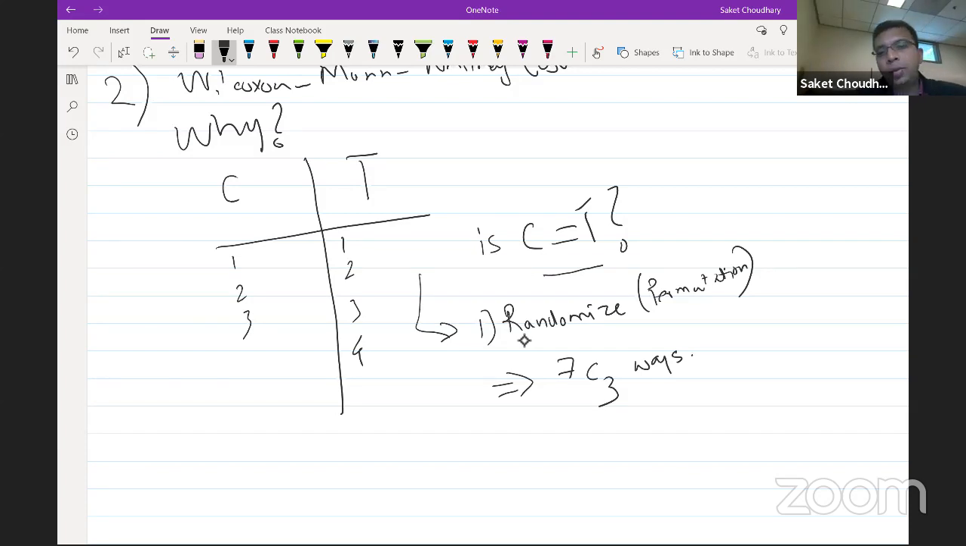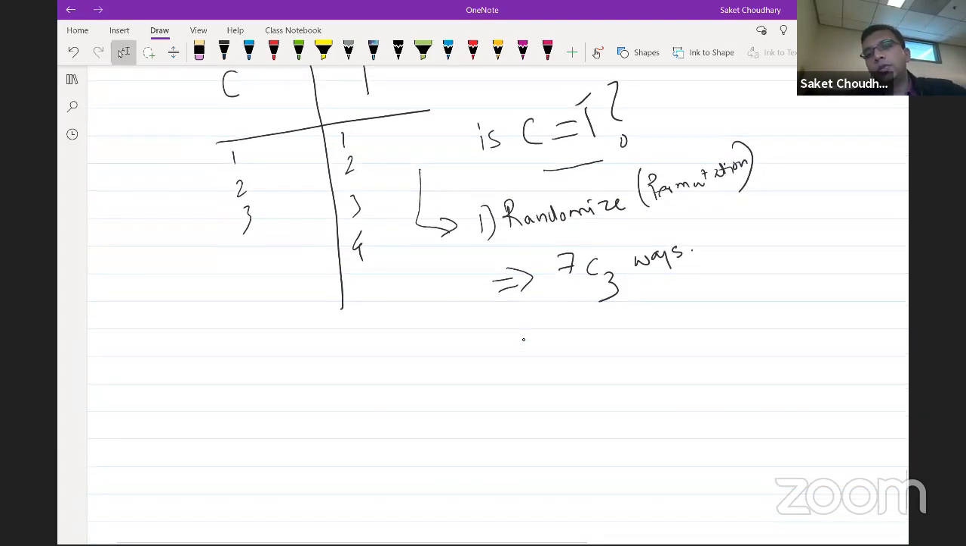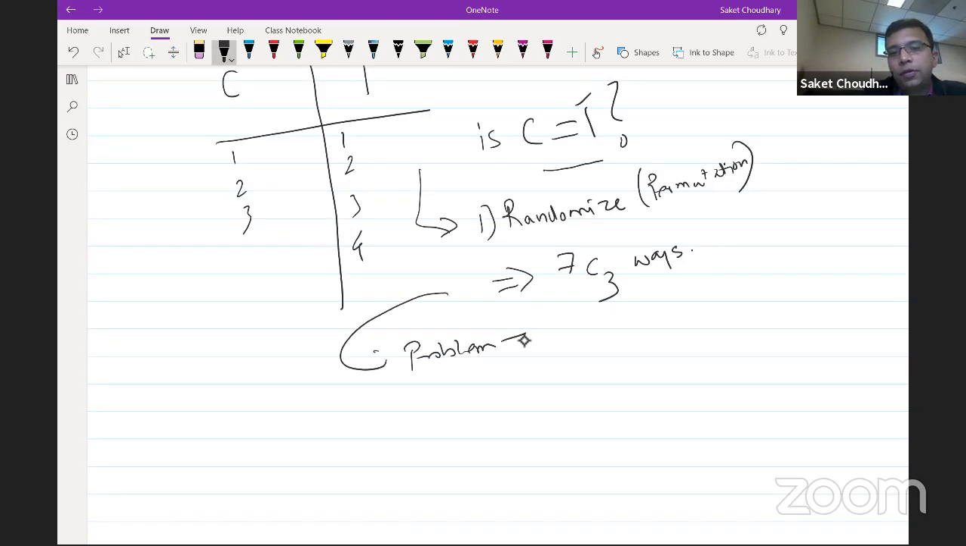Okay. The problem, however, with this approach is it's okay to do so. And what's the problem? So the problem with this is that it's computationally hard, right? You can't keep doing this.